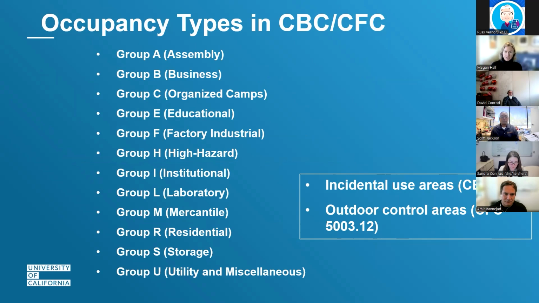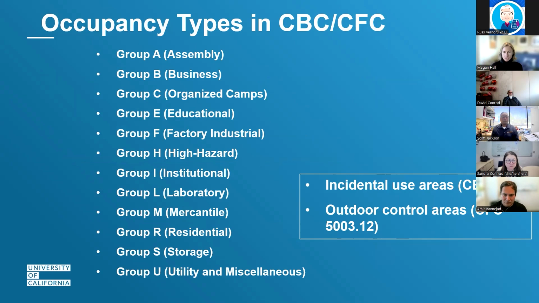These are all the occupancy types that we have in the California Building Code. We'll just go over each one because we have all of these across our locations, and some of them have big impacts on how you apply MAQs. So it's helpful for everybody to understand that.